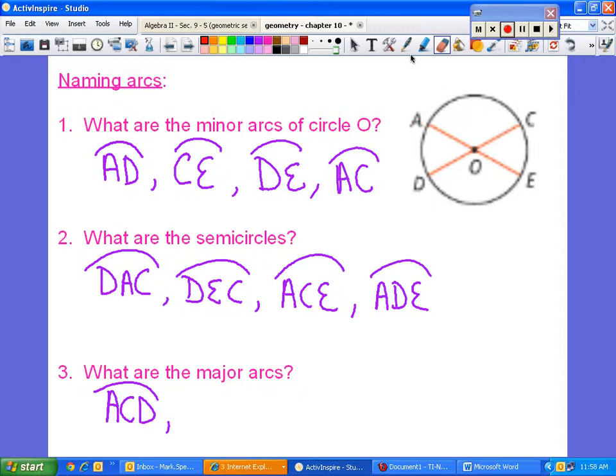Mr. Spencer, wouldn't it be the same as DAC? No, because DAC goes from here to here, and ACD goes from here to here. They're two completely different arcs. What you could be thinking of is if you say semicircle DAC is the same as semicircle CAD.